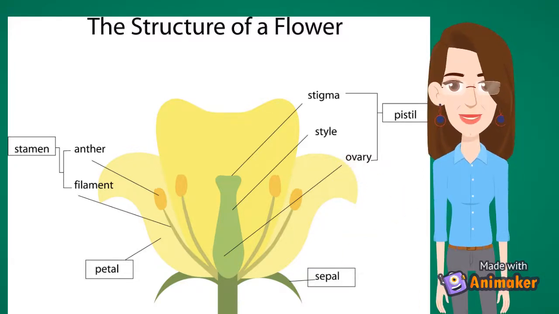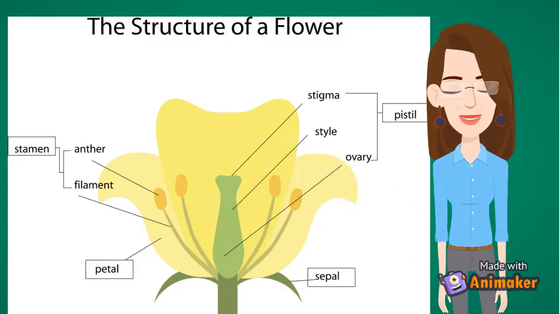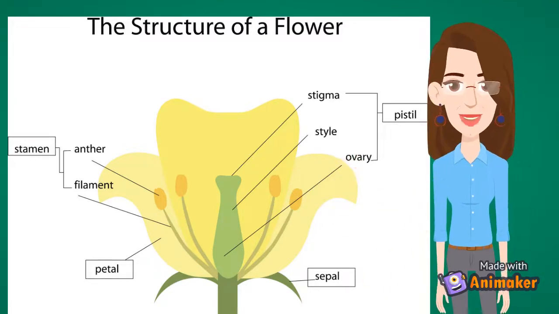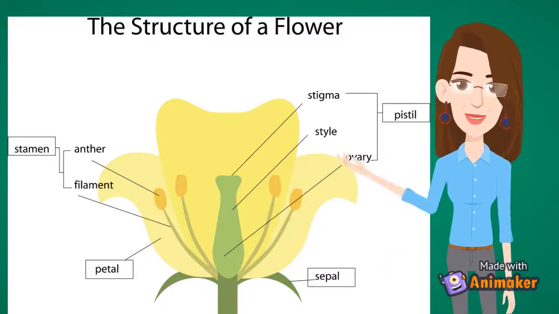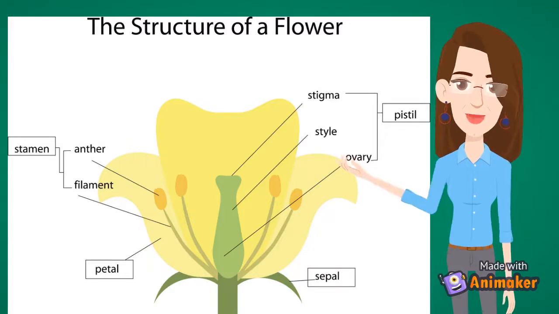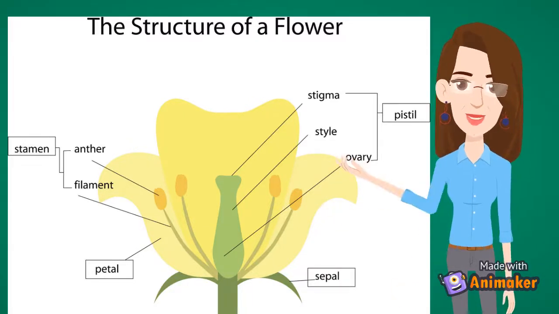Now talking about the second part, corolla. Corolla is also known as petals. They are the brightly colored parts of the flower. The number of petals is almost equal to the number of sepals. Their function is to attract insects and birds for pollination. The petals are collectively called the corolla.